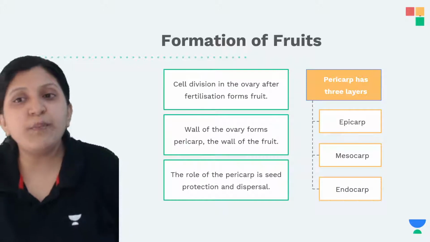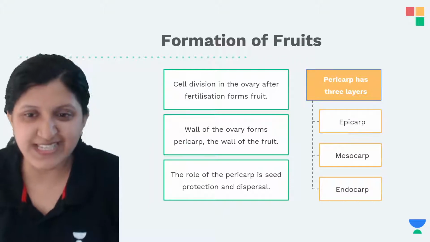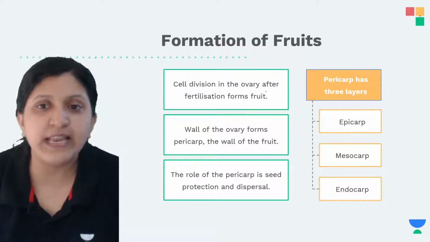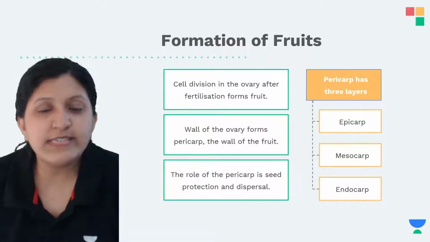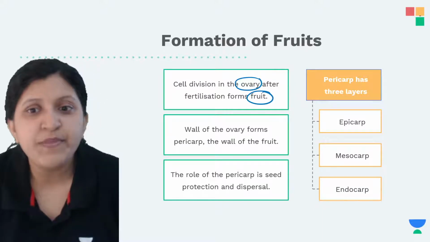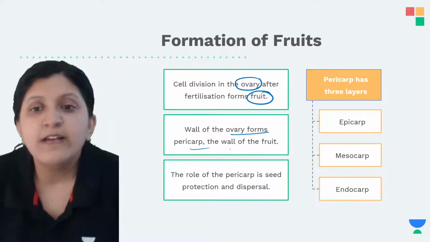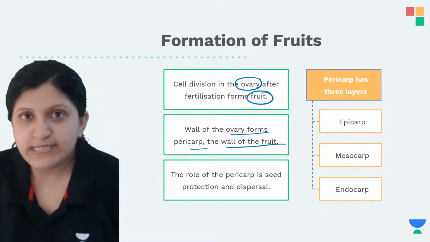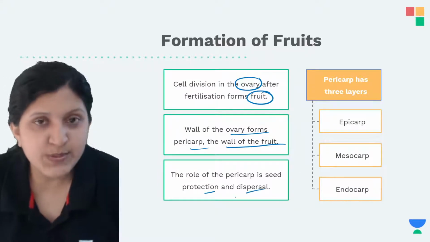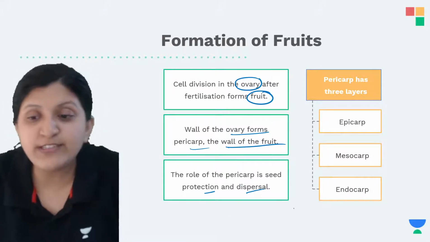Here, when we mention formation of fruits, this is mainly after the fertilization process itself. Cell division in the ovary after fertilization forms the fruit. So the ovary is the one that turns into a fruit. The wall of the ovary forms the pericarp, which is the outermost covering, the wall of the fruit. The role of the pericarp is seed protection and dispersal. This is in the case of plants which are not edible.